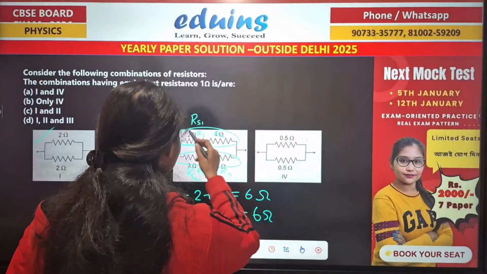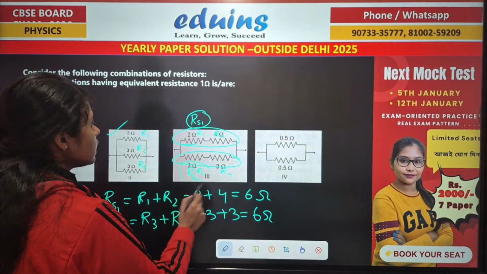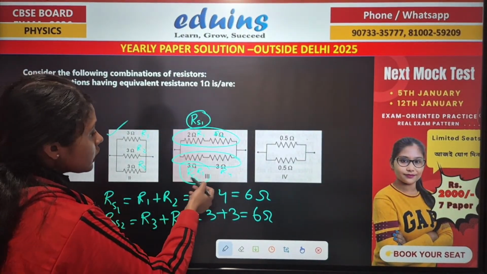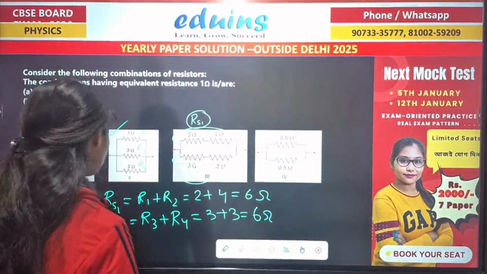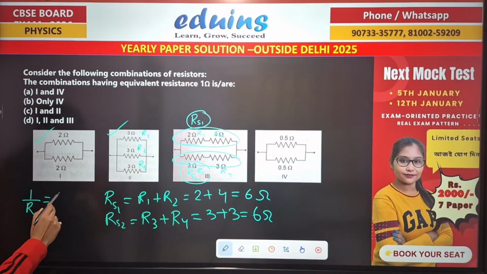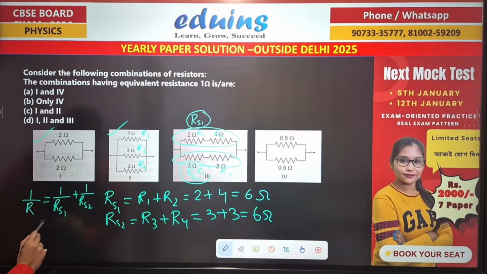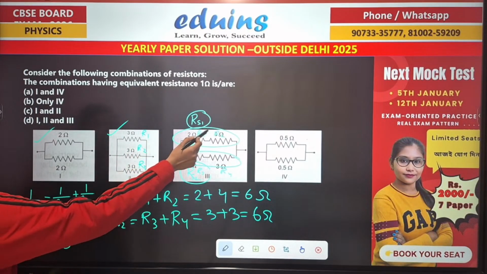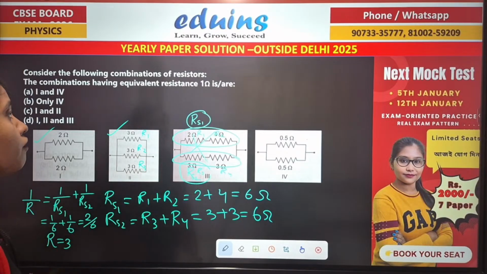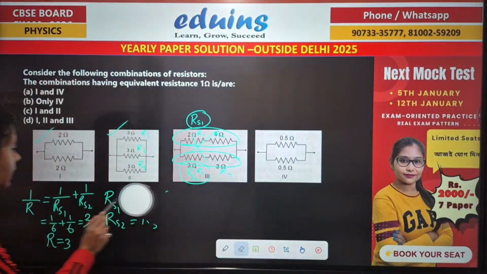Okay, now we have to solve this in the parallel combination because we have the equivalent resistance of these two in a parallel combination. Okay, now 1 by R is equal to 1 by RS1 plus 1 by RS2. So 1 by 6 plus 1 by 6. So this is 2 by 6 and R becomes 3. So this is not, because this is having 3 ohm. Okay, now option 4. Okay, the circuit number 4.